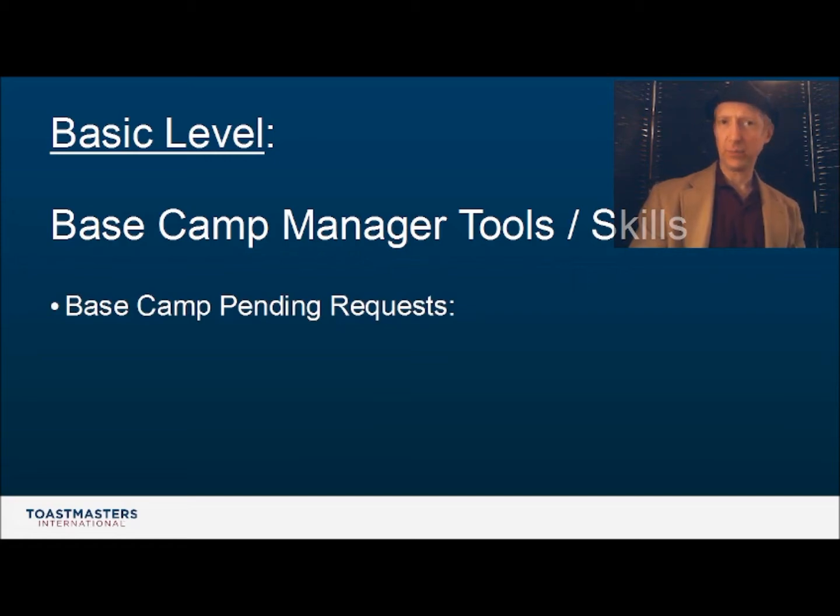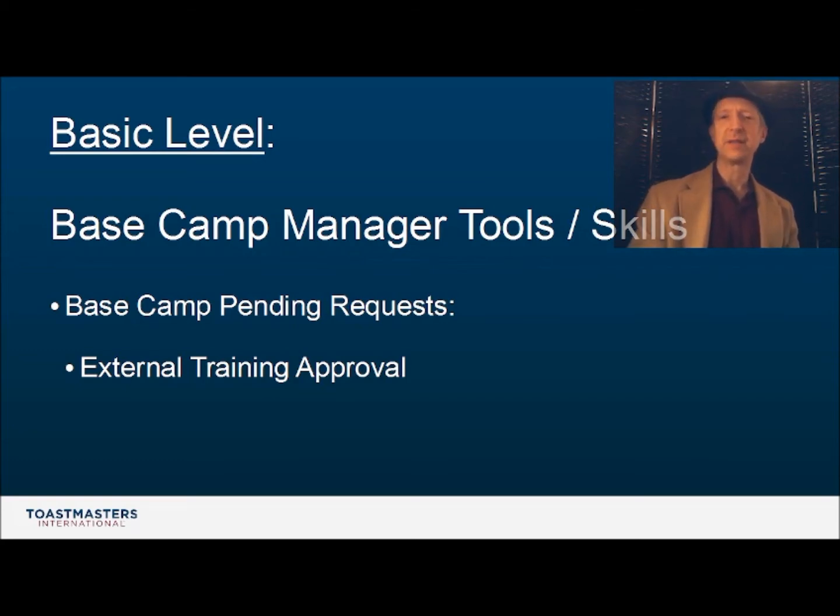The first thing we want to discuss is pending requests. In this case, you may not know about these, but these are called external training approvals. This is where a member does a presentation in a location other than your club, but still wants credit in Pathways. Some clubs may not do this, but it can help with record keeping, and I want to make sure that you know how to utilize this.